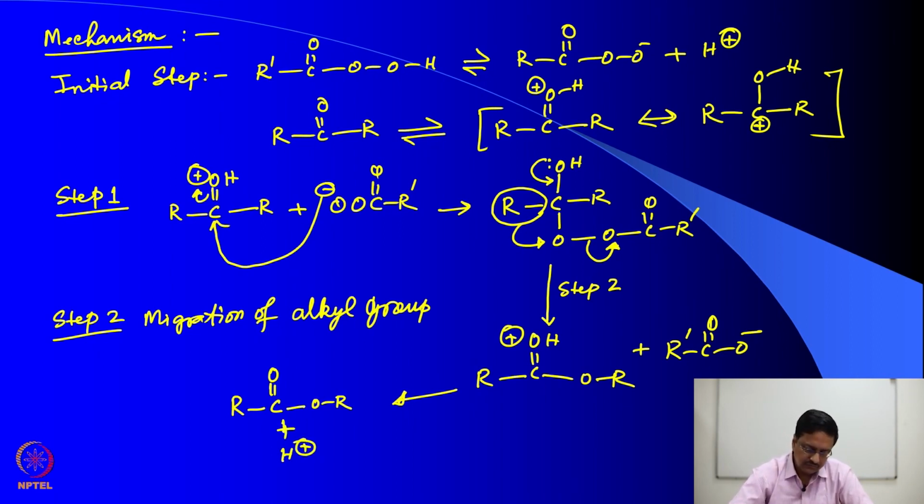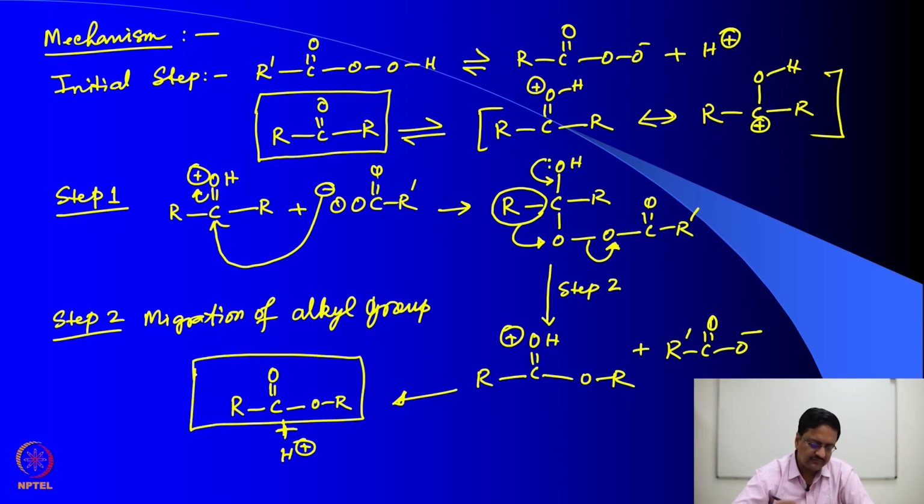So, we started with a ketone and formed an ester out of that ketone, which means this is a reaction where oxidation takes place and you get an oxidized product in this reaction. So, we will continue from here in the next lecture.